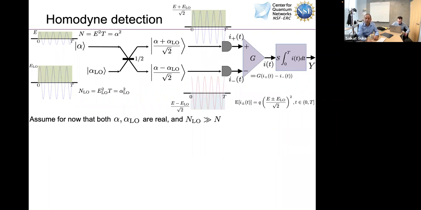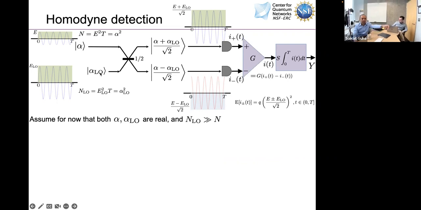Homodyne detection actually just uses an interference and Poisson shot-noise limited photon detectors. So here's how it works. This is my laser pulse that I want to detect using homodyne detection. And I interfere that with another laser light pulse with an amplitude alpha LO. On one output, I get alpha plus alpha LO over root 2, and on another output, I get alpha minus alpha LO over root 2. So it's a 50-50 beam splitter. I detect both of these using 2 photon detectors.